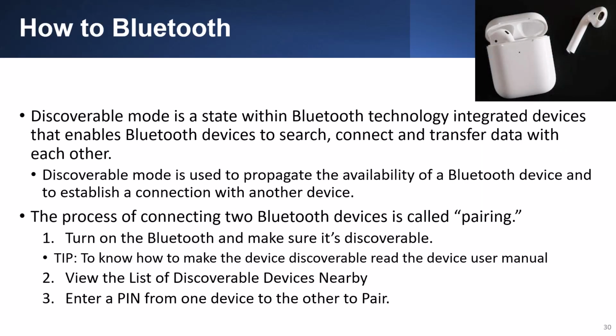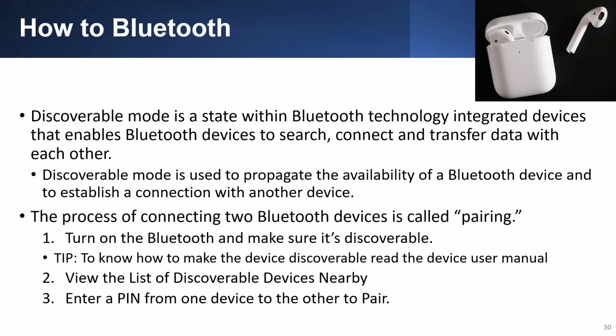Discoverable mode is the state within Bluetooth technology integrated devices that enables Bluetooth devices to search, connect, and transfer data with each other. Discoverable mode is used to propagate the availability of a Bluetooth device and to establish a connection with another device. The process of connecting two Bluetooth devices is called pairing.